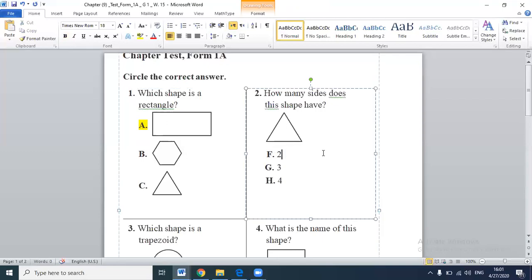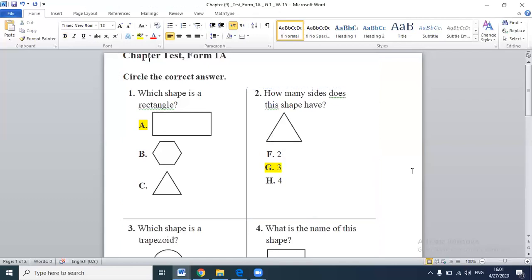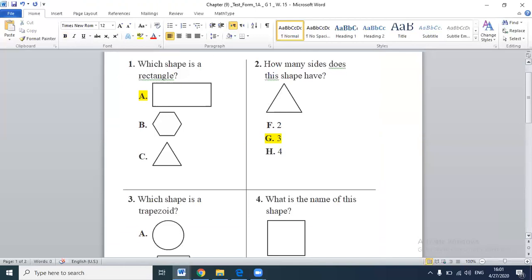Okay. Next one, number two. How many sides does this shape have? This shape, as you see, how many sides? Three. Yes, excellent. Well done, Hussein and Ahmed. A triangle has three sides. One, two, three. So it has three sides. Okay? Next one, number three and four.